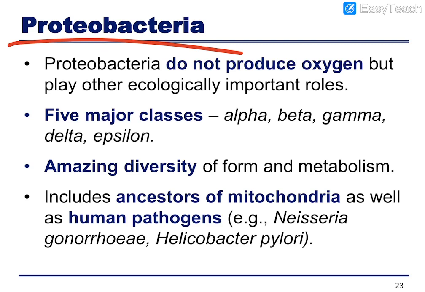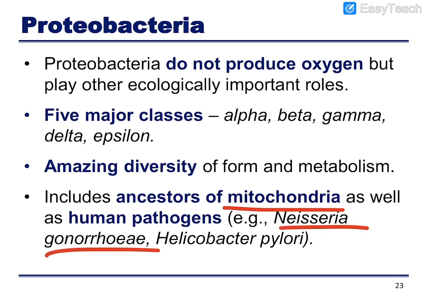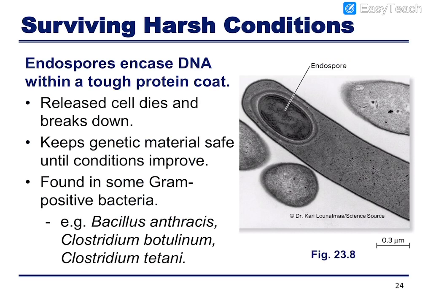Proteobacteria do not produce oxygen, but they play other ecologically important roles. They come in 5 major classes: alpha, beta, gamma, delta, epsilon. They have incredible diversity of form and metabolism, and they include ancestors of mitochondria as well as human pathogens, such as gonorrhea.